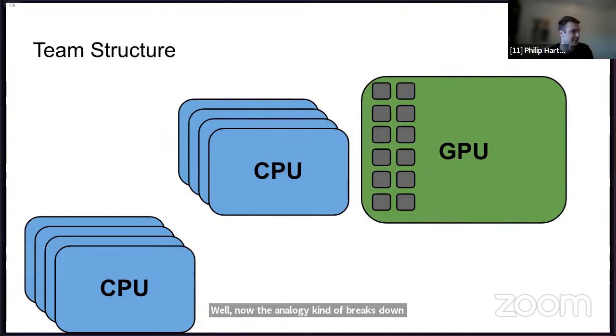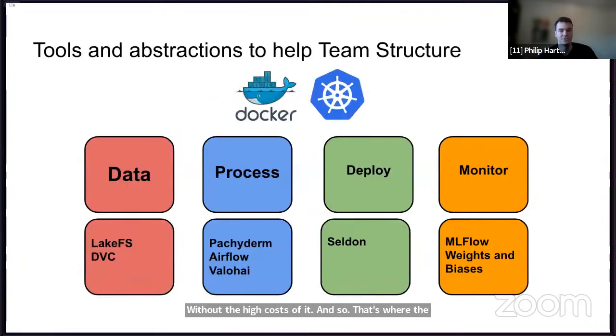So what's the solution to this? We can talk about how people are trying to solve this specialization problem, where you can bring people a bit more end-to-end access without the high costs of it. And that's where the next slide talks about different tools and abstractions. There's data version control and data systems like LakeFS and DVC. But then there's Pachyderm, which really abstracts this whole process.